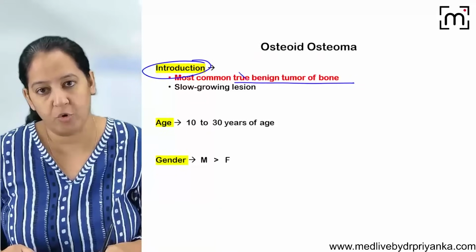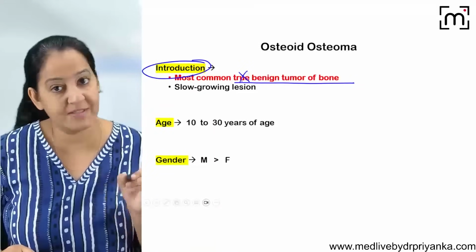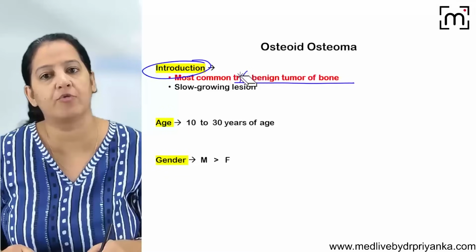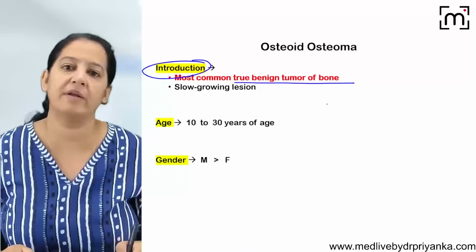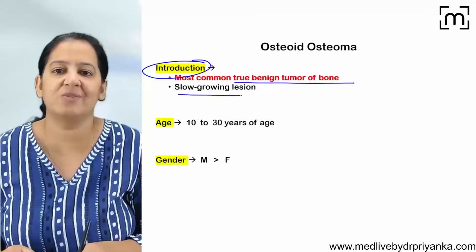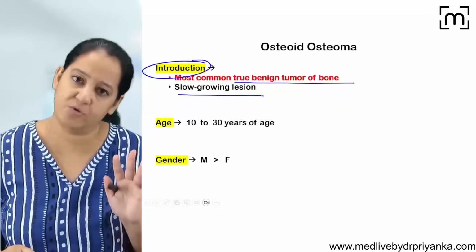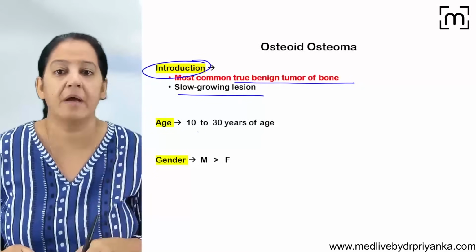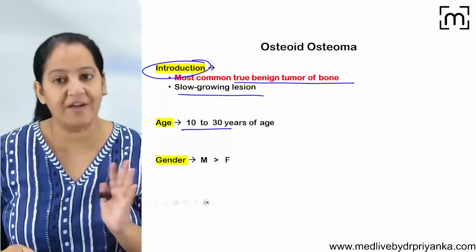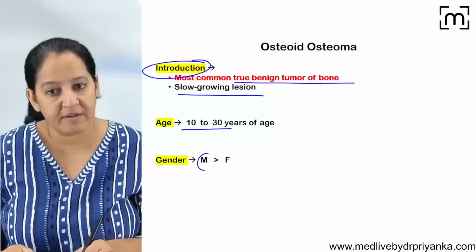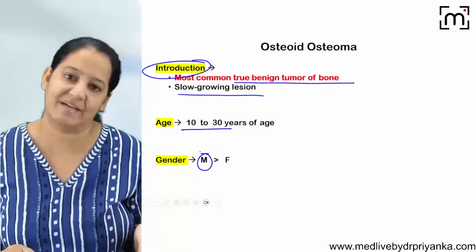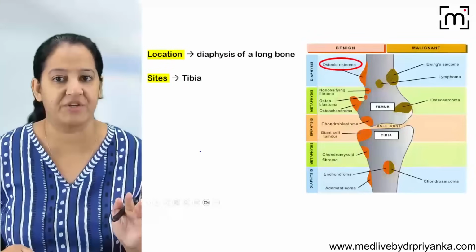If I remove the word true, then answer is osteochondroma, but it's not a true tumor. Among the true benign tumors of the bone, it is osteoid osteoma. It is very slow growing, since it is a true benign tumor. Most common age of presentation is 10 to 30 years. And it occurs in males more frequently as compared to females. So there is a gender predilection.